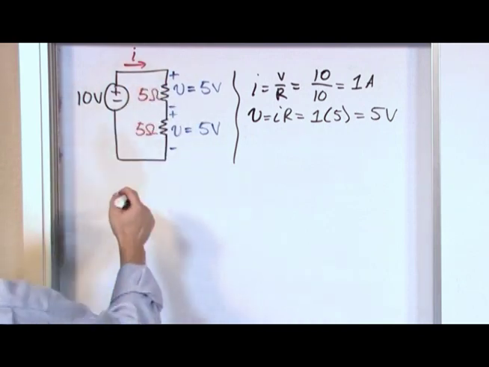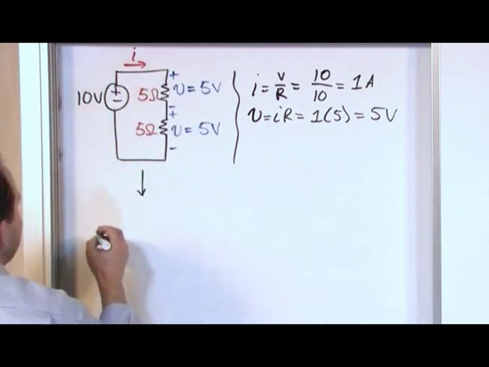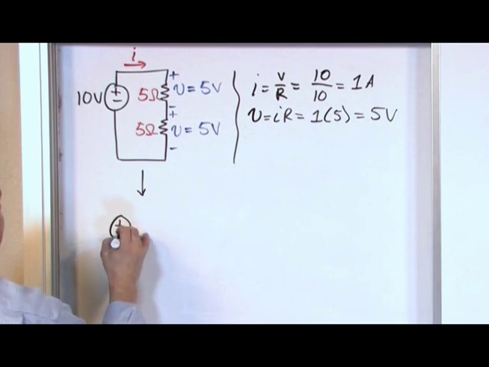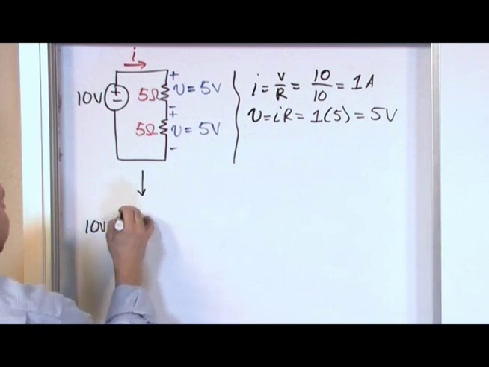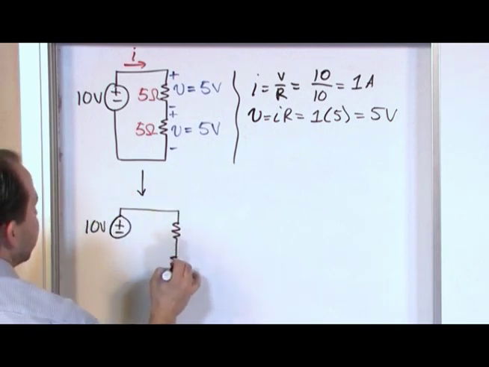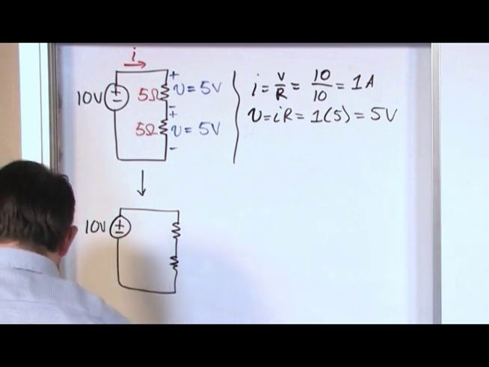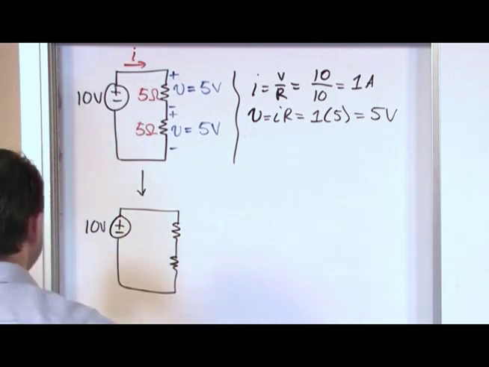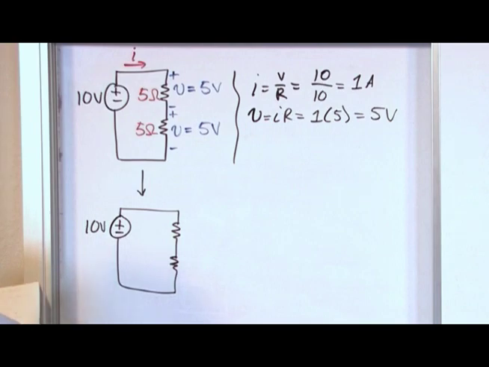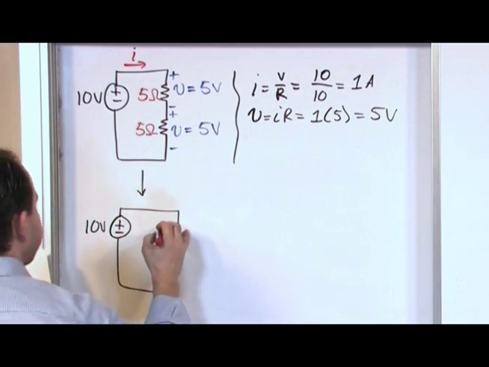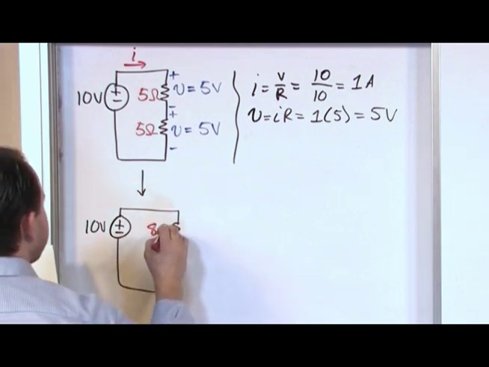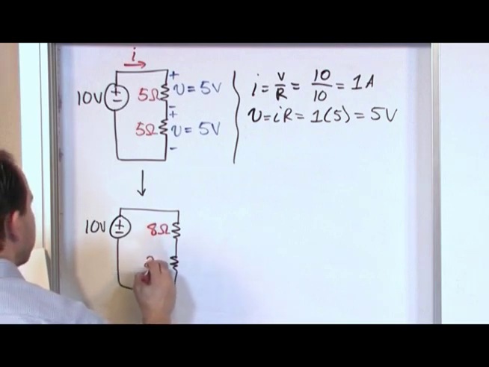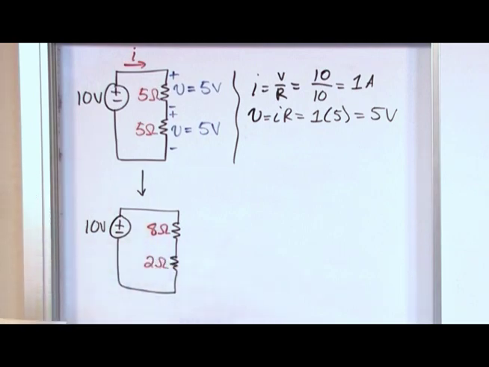Now let me show you another example of how it might be different. Let's say I have, again, 10 volts just to make it easy, and I have 2 resistors again just to make it easy. But instead of it being split up this way, let's say I have 8 ohms and I have 2 ohms. Then what's going to happen here?